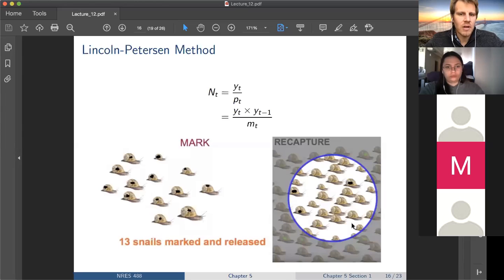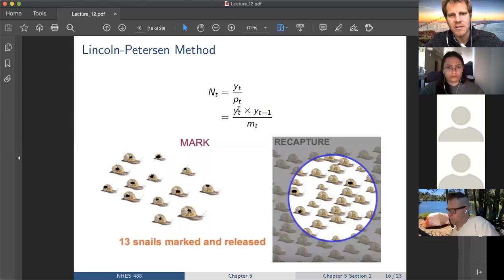You can also write this as Y of t, the number captured in the second occasion, times the number captured in the first occasion, divided by M of t, which is the number of marked individuals. And what you're doing there is you're just calculating what P of t is. So P of t equals Y of t minus 1 divided by M of t. So you're just rewriting P of t in your expression here. And that gives you your estimate for N of t.